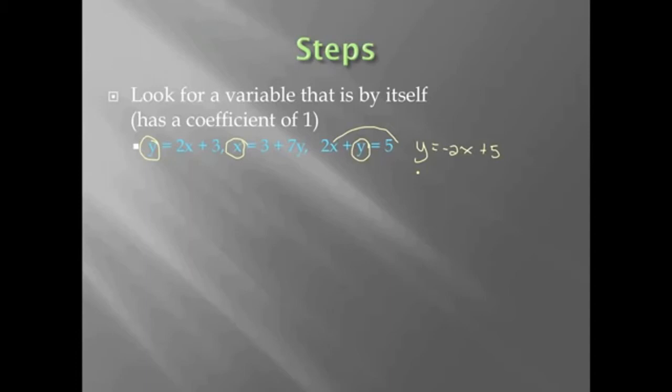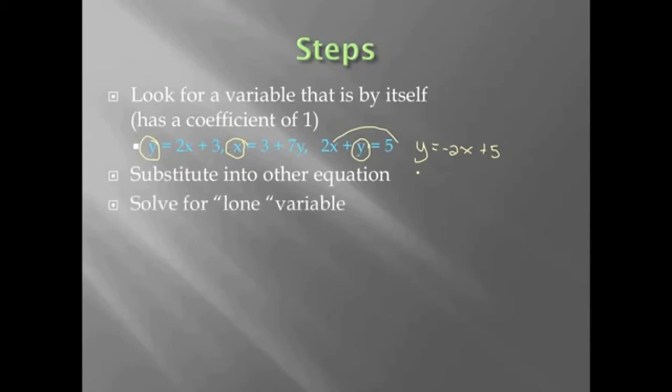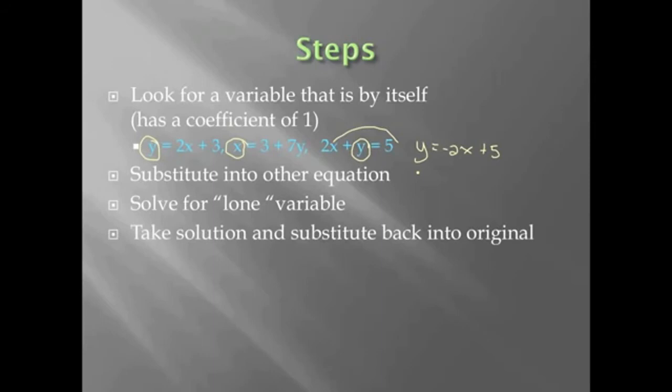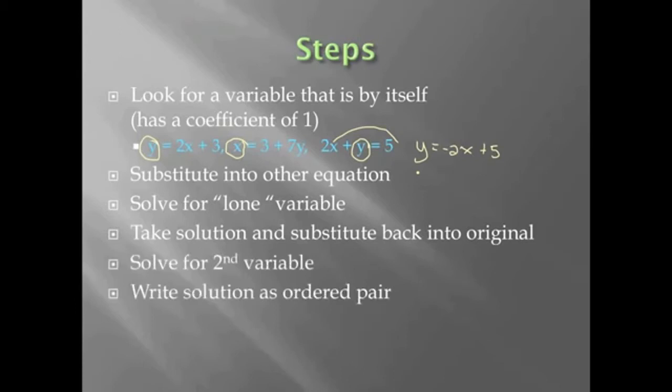Our next step is to substitute into the other equation. Then we'll solve for the lone variable, the variable that's remaining after we substitute. We'll take that solution and substitute back into the original equation. That way we can solve for the second variable. And then we'll write our solution as an ordered pair, but you already know that. And we will then check our answers. We always want to check because it makes it a lot easier. We'll know exactly if we get it right or wrong.